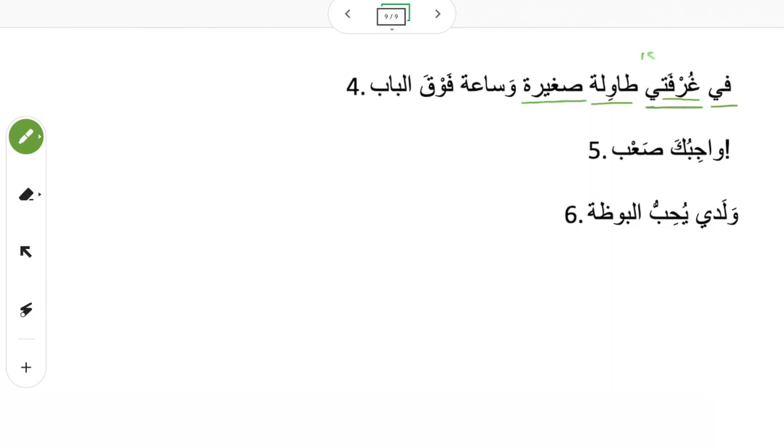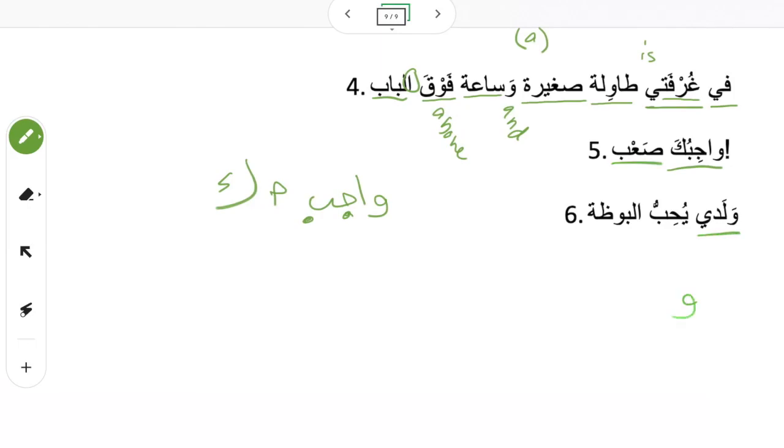طاولة صغيرة. طاولة is a table. صغيرة is small. So in my room is a small table. و and ساعة, a clock. فوق, above. الباب, the door. So in my room is a table, a small table, and a clock over the door, or above the door. واجبك صعب. We have the word wajib for homework. And we add a kaf, which makes it your homework. So your homework is hard.